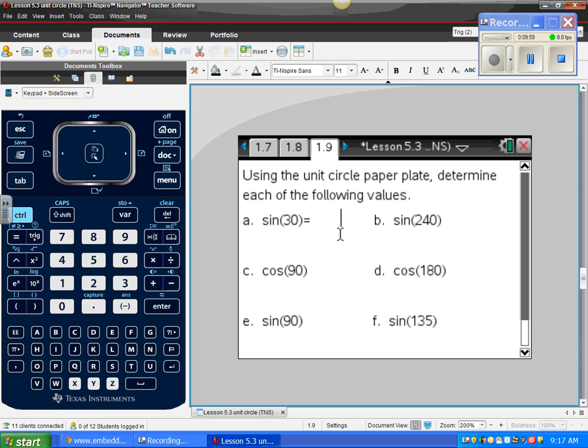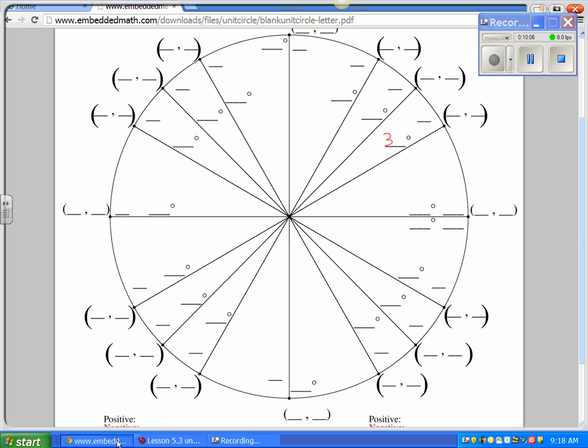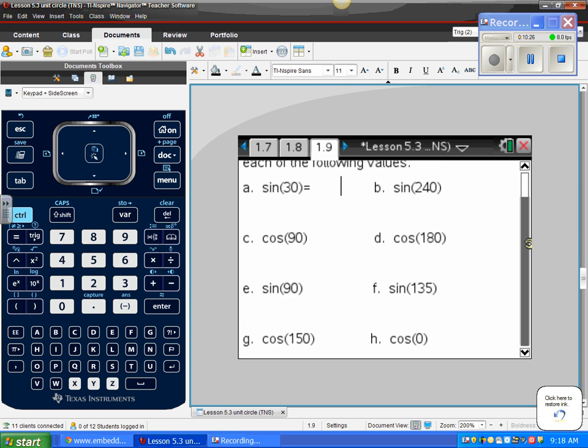y. So if I want sine of 30 degrees, I'm going to go back and I'm going to look at 30 degrees. And what did we say our point was? So what's cosine at 30? Radical 3 over 2. What's sine at 30? 1/2. Okay, so you're going to go around, use your paper plate, and find all of these values. Okay, so go ahead and take a few minutes to find all of those values.